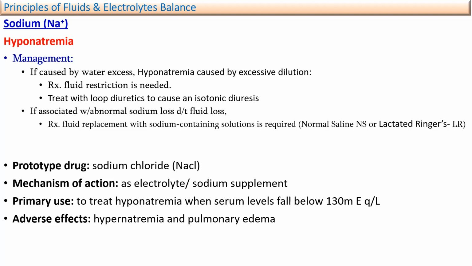But if it is associated with abnormal sodium loss due to fluid loss, then treat that with fluid replacement with sodium-containing solutions, like normal saline or lactated Ringer's solution. Now, in cases of patients who have developed severe symptoms due to hyponatremia, like seizures or convulsions, then a small amount of IV hypertonic solution, like 3% normal saline, should be administered.